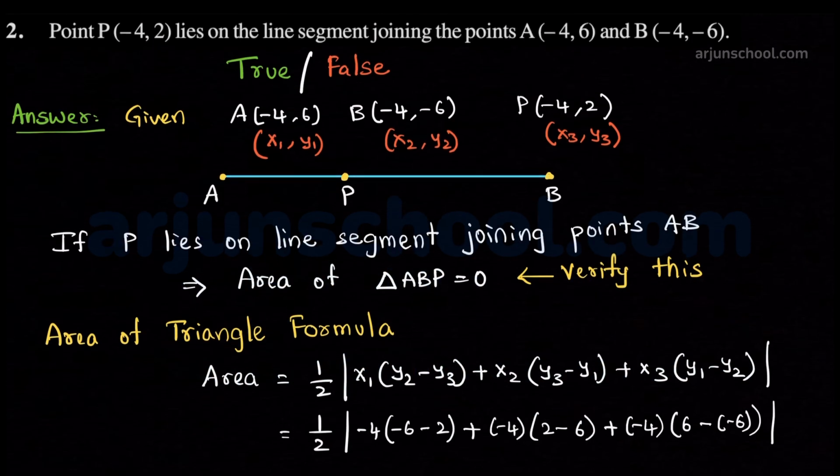We have already seen that if area of this triangle is 0, then we can conclude that P lies on the line segment joining the points A and B. Therefore, the given statement is true. The point P lies on the line segment joining the points A and B.